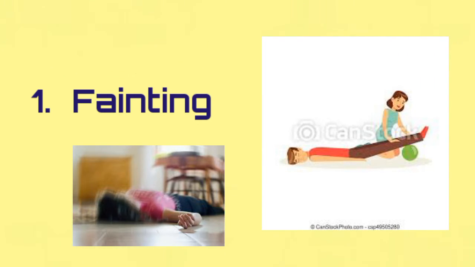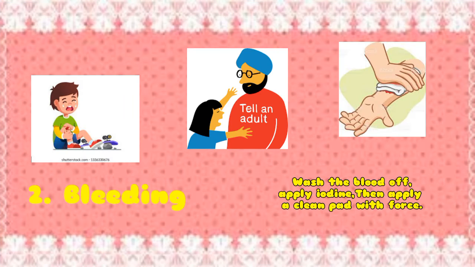Now the next we have is bleeding. And this is when one has a cut and the person tends to lose blood. Now the first thing you do is to tell an adult, then you wash the blood off that particular place. You apply iodine and then a clean pad, you press it with force to the point which is bleeding to stop the bleeding.